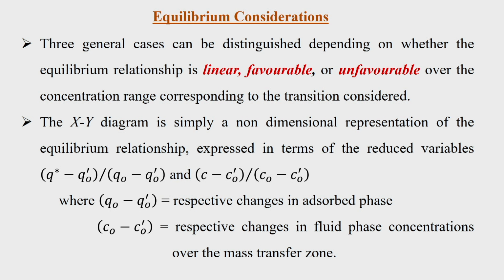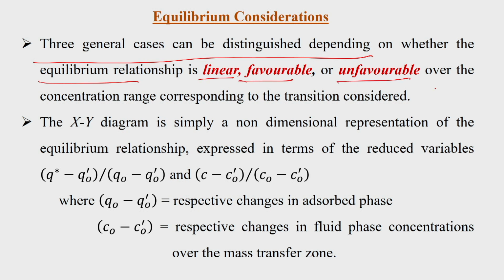And for equilibrium consideration of the system, three general cases can be distinguished depending on whether the equilibrium relationship is either linear, favorable or unfavorable over the concentration range corresponding to the transition considered. So, in case of this single phase transition like this, it may be linear, may be favorable or may be unfavorable.